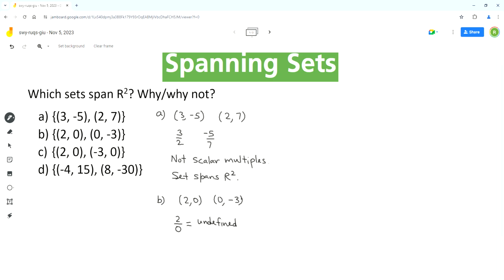Now we can divide their y components, and we got 0. So we got two different results for the ratio of their x and y components. That means these vectors are not scalar multiples of each other. So the conclusion is that the second set spans R squared. Now we can analyze part C.